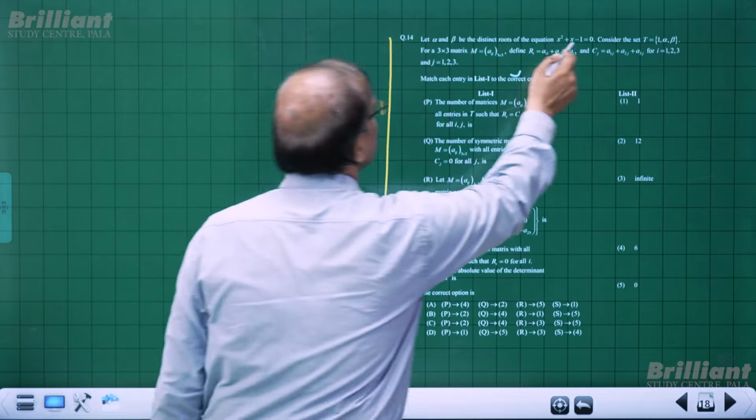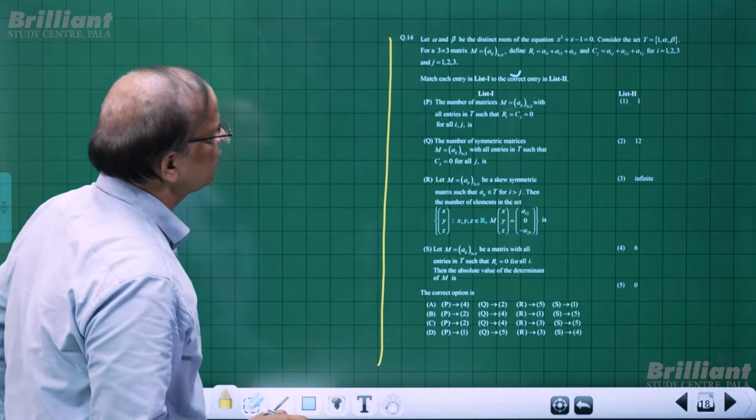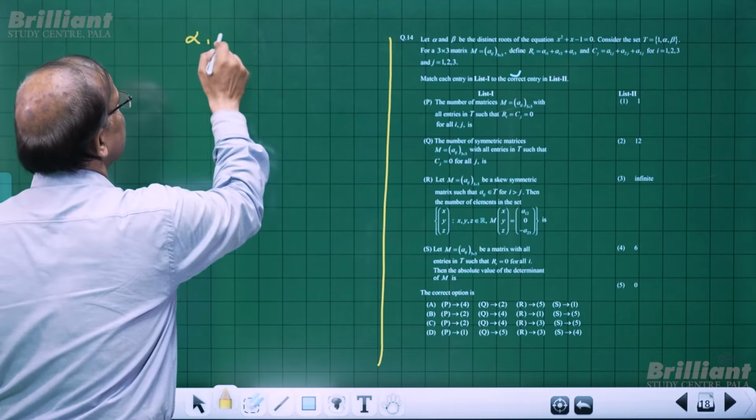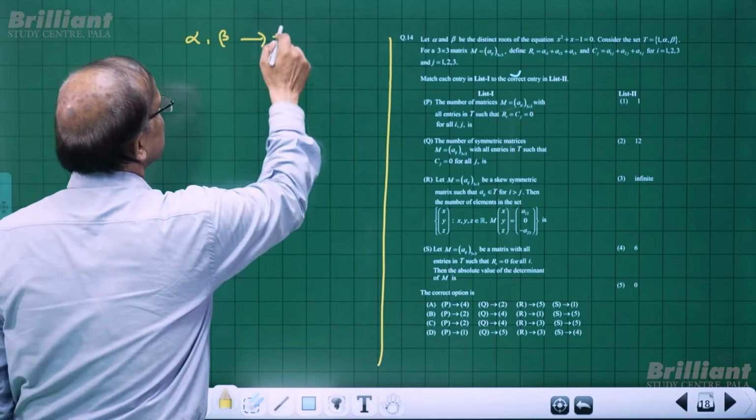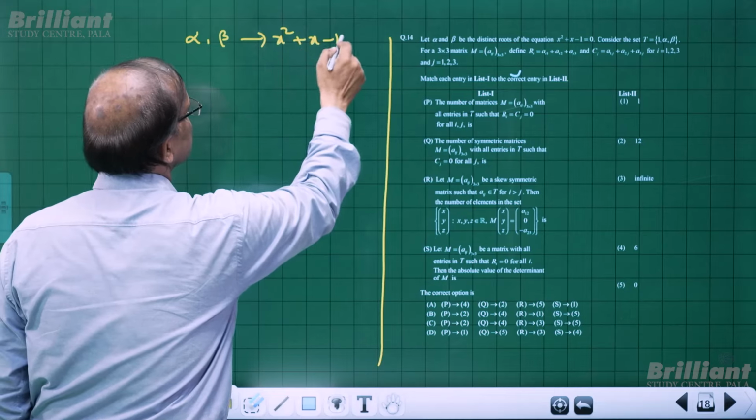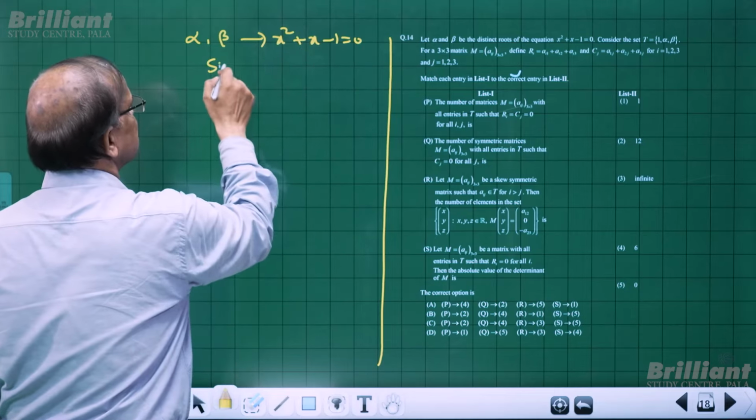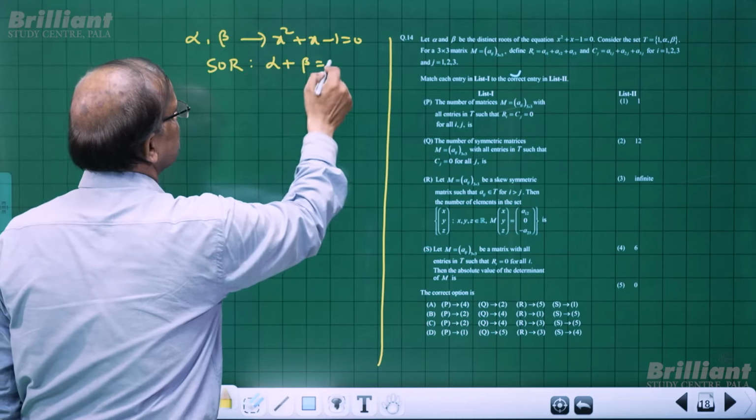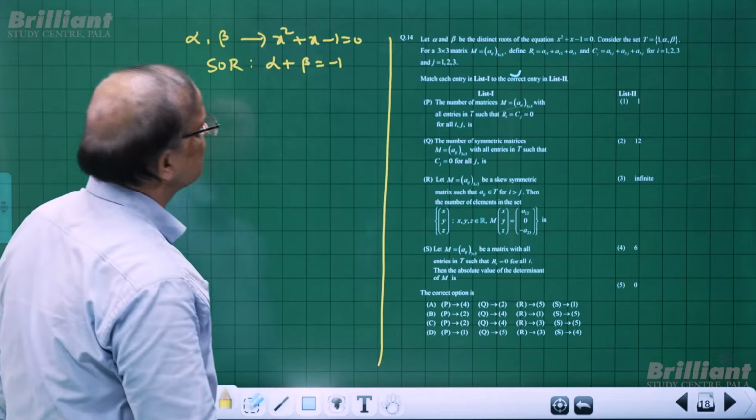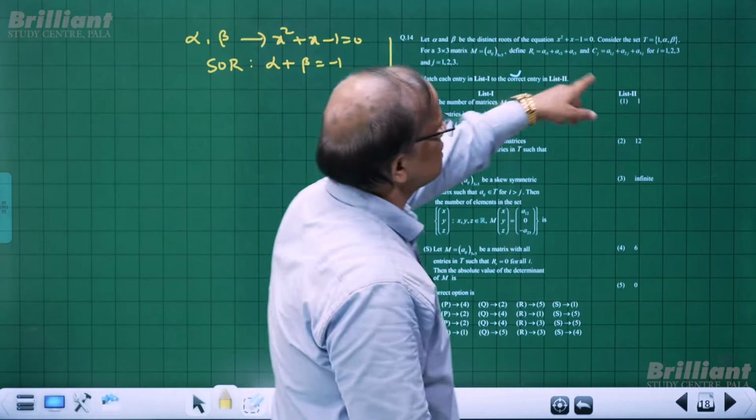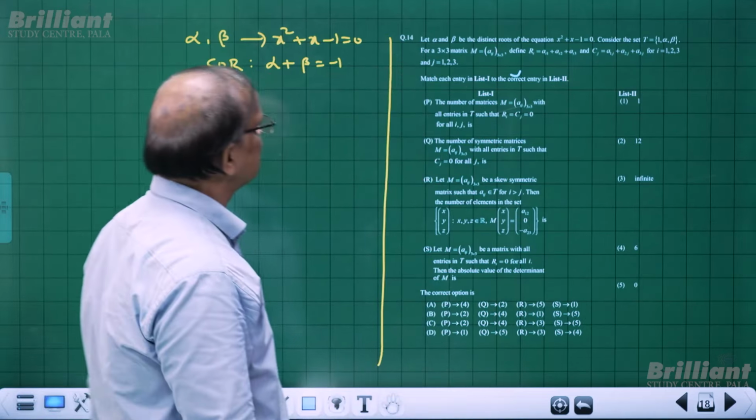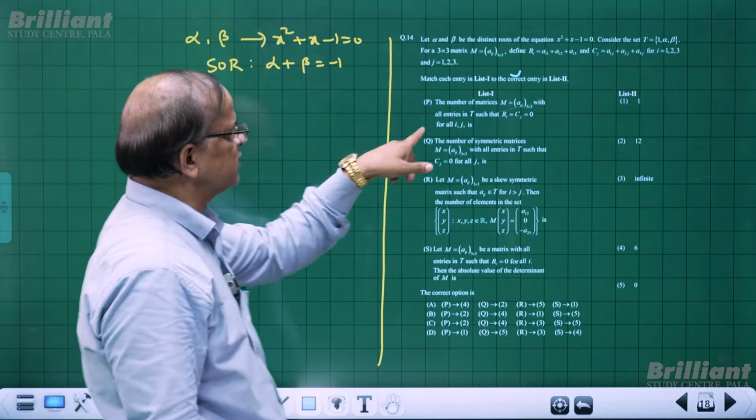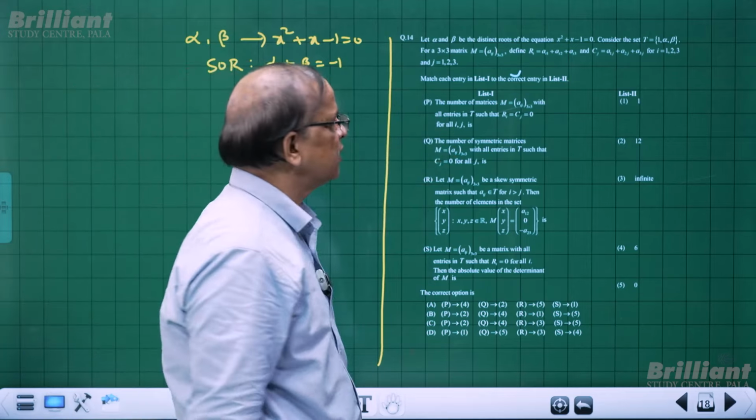Here alpha and beta are roots of x square plus x minus 1 equal to 0. So, what is the sum of the roots? The sum of the roots, alpha plus beta, is minus 1, and T is 1, alpha, beta. So, we want to check P.